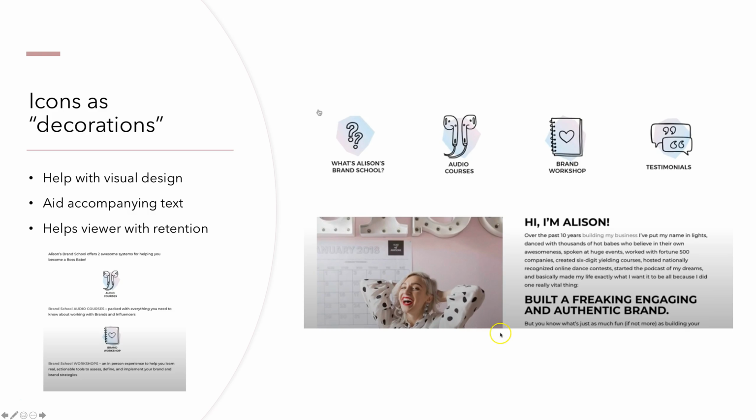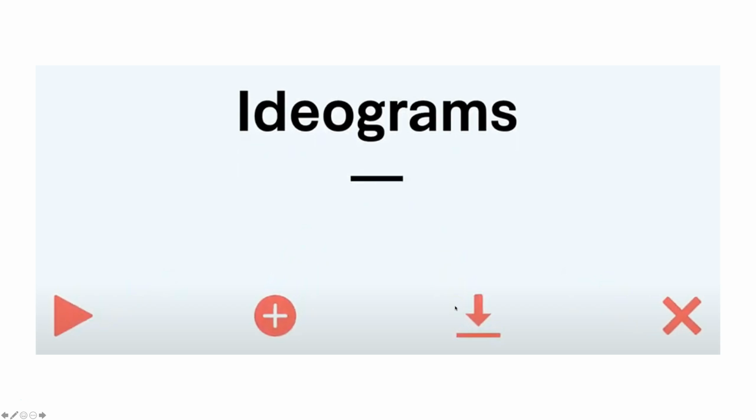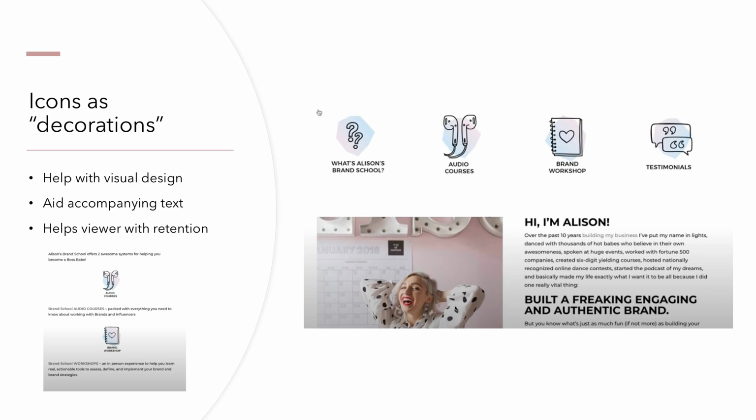Ideograms are more abstract. They're just shapes or symbols that have come to represent something that we all agree upon. So an X typically means to us no or cancel, stop. This down arrow with a line typically means download. The right-facing triangle means play. So whether it's a pictogram or an ideogram, you need to think about this.